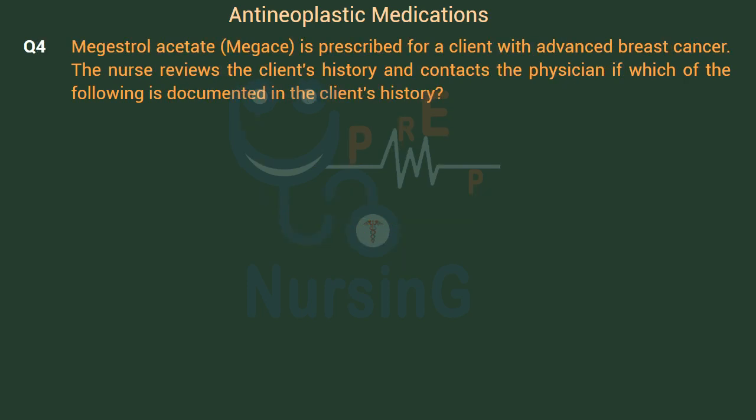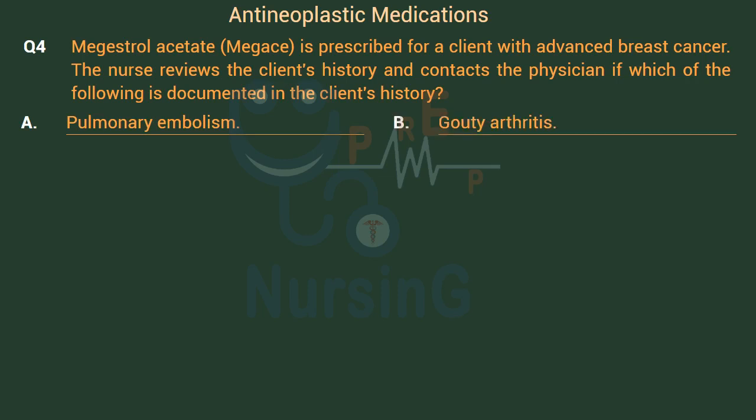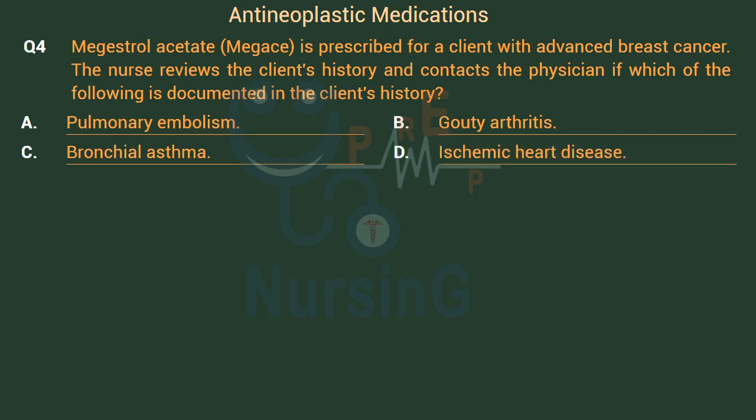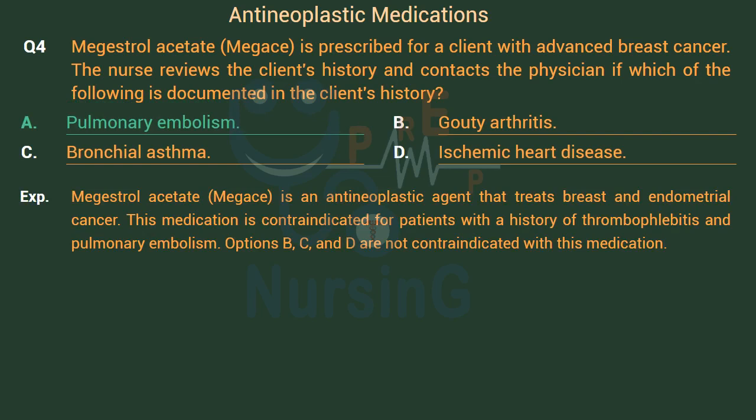Megestrol acetate, Megace, is prescribed for a client with advanced breast cancer. The nurse reviews the client's history and contacts the physician if which of the following is documented in the client's history? Option A, pulmonary embolism. Option B, gouty arthritis. Option C, bronchial asthma. Option D, ischemic heart disease. Right answer is option A, pulmonary embolism.